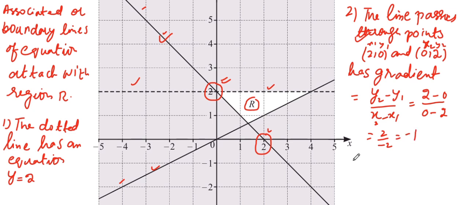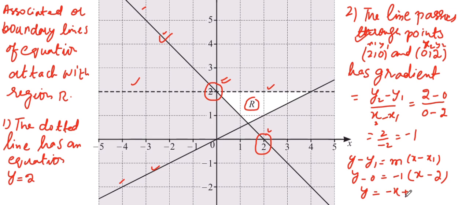So the formula to find the line is y minus y1 is equal to m, gradient is denoted by m, times x minus x1. y1 is 0, gradient is minus 1, and x1 is 2. This becomes y is equal to minus x plus 2, which is x plus y equal to 2.